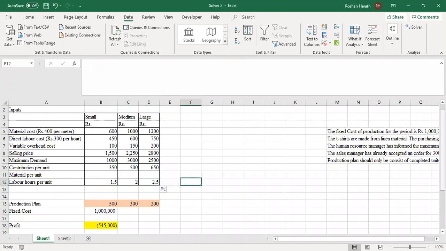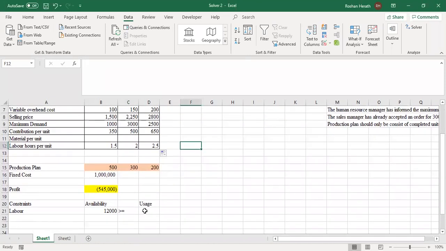Now we can work out the usage. How do we do it? You can simply take the sum product. Otherwise, you need to take that lengthy approach. Take the labor hours per small t-shirt and multiply it by the production plan. Then you need to add the labor hours per medium multiplied by the production units, and add the labor hours per large t-shirt multiplied by the production plan. So likewise, you need to do that separately, and it's not an efficient way of doing it.